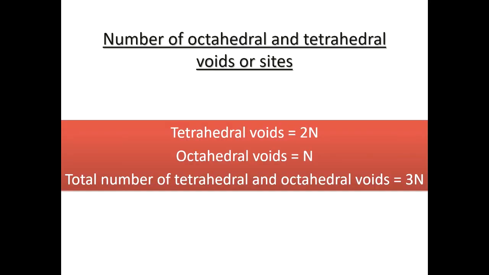Next, the number of octahedral and tetrahedral voids or sites. Tetrahedral voids equal 2n and octahedral voids equal n. That means the octahedral voids are half of the tetrahedral voids, or the tetrahedral voids are double the octahedral voids, that is n and 2n. The total number of tetrahedral and octahedral voids is 3n, since 2n plus n is equal to 3n. So that's all about interstitial voids or interstitial sites.